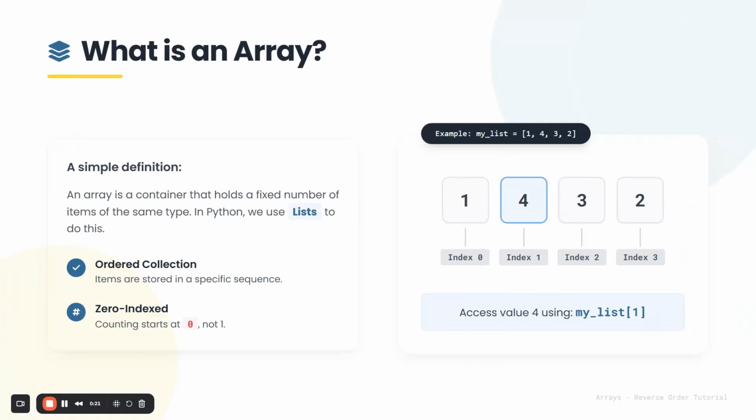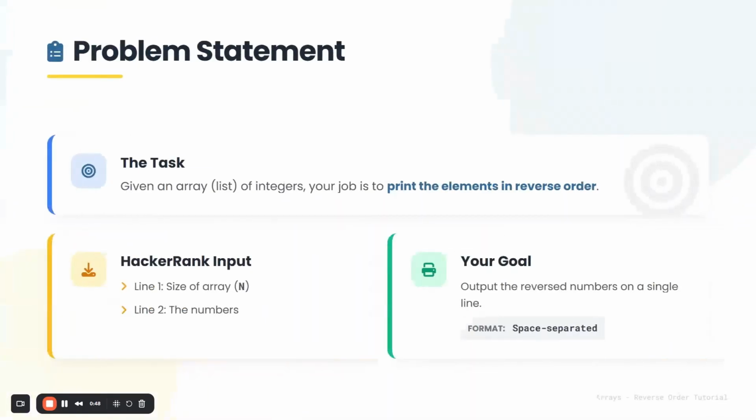An array is a container that holds a fixed number of items of the same type, meaning the same data type. In Python we use list to do this. That means different data types are not allowed in an array, and it is an ordered collection. Items are stored in a specific sequence. It starts from 0 index, meaning the first item in the element will point to index 0.